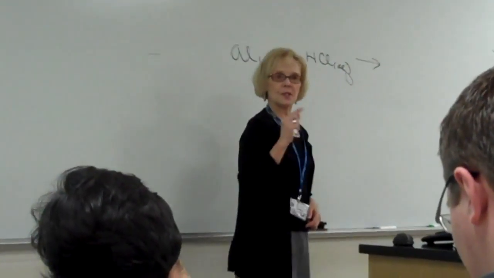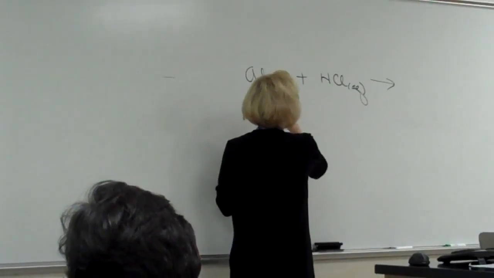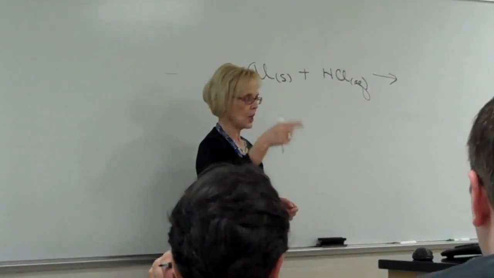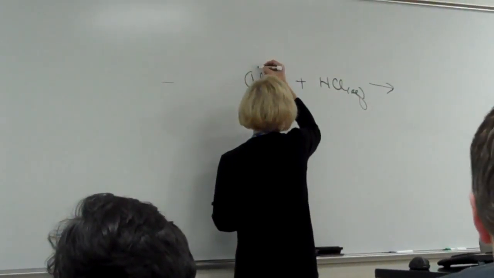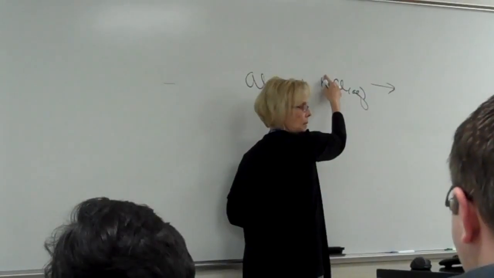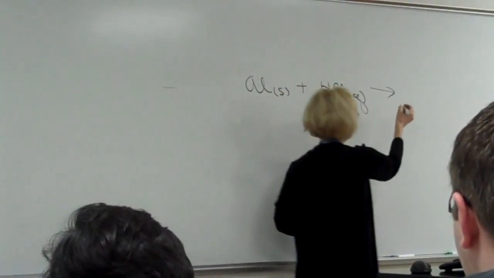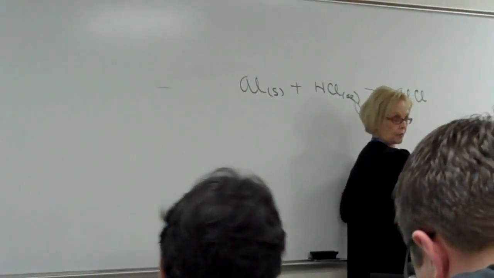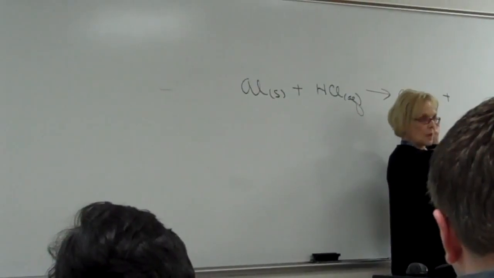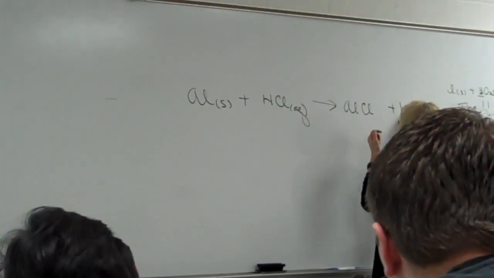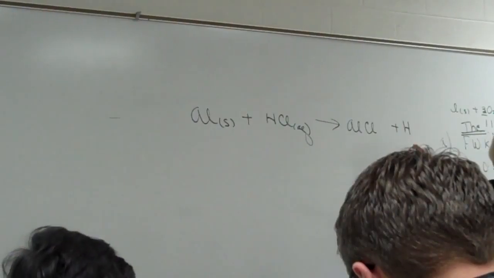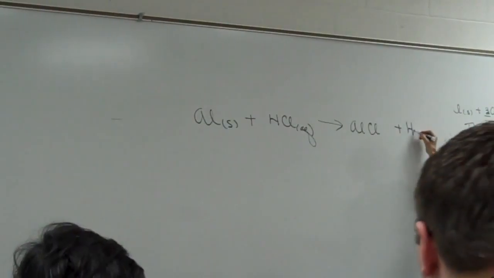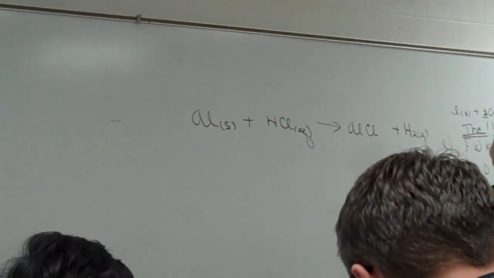And what happens here is a preview of coming events. This is called a single displacement reaction. It's coming in a chapter down the line. This aluminum is going to come in and kick out the hydrogen, take the chlorine as its partner. And the hydrogen gets kicked out. What do we know about hydrogen if it's out there hanging around by itself? It's diatomic, and that's going to be gas, and gas is going to bubble off.